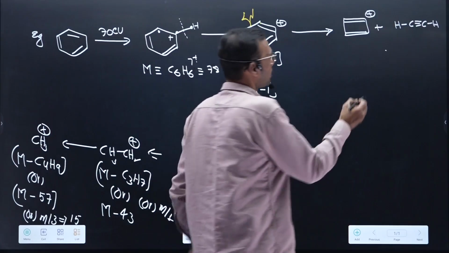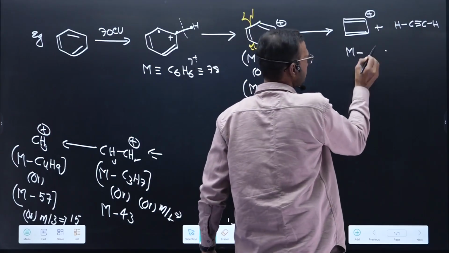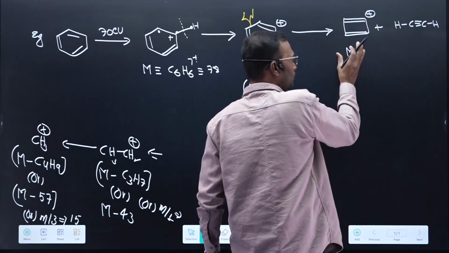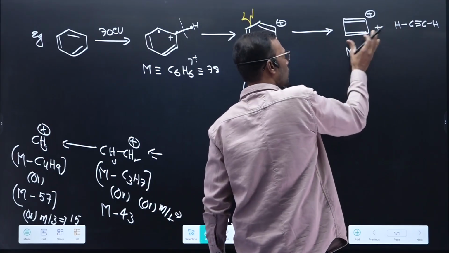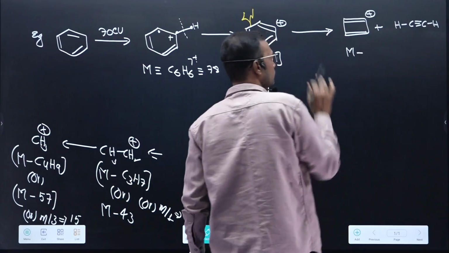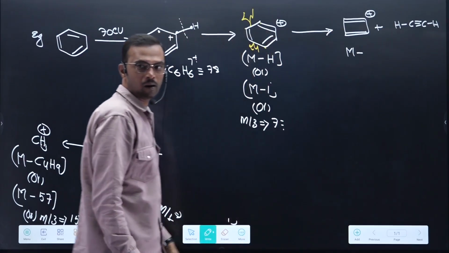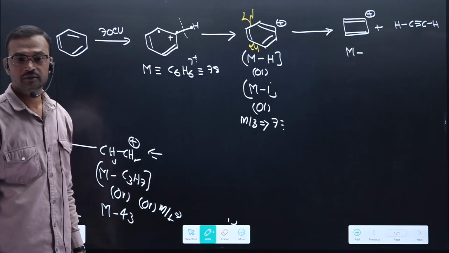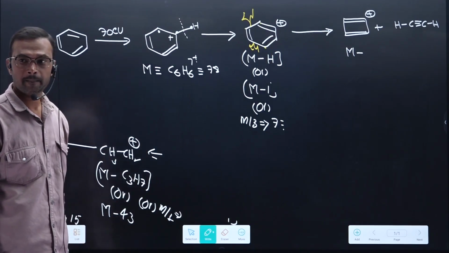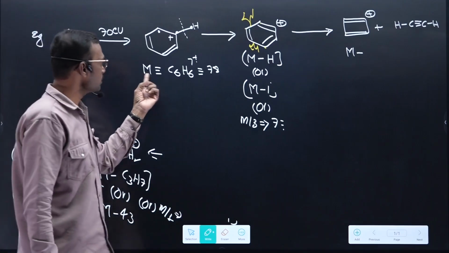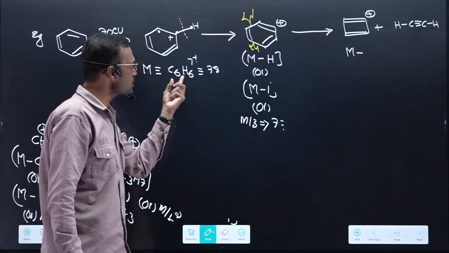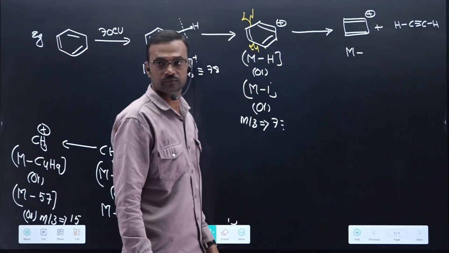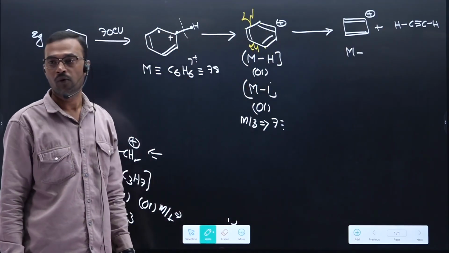Now the question is, how to represent this fragment? M minus. M is the molecular ion. From the molecular ion, I would like to remove one group to get this one. Which group should I remove? C2. What is M here? Molecular ion. Means you are saying that from C6H6, if I remove C2H4, you will get this one. Right? No.